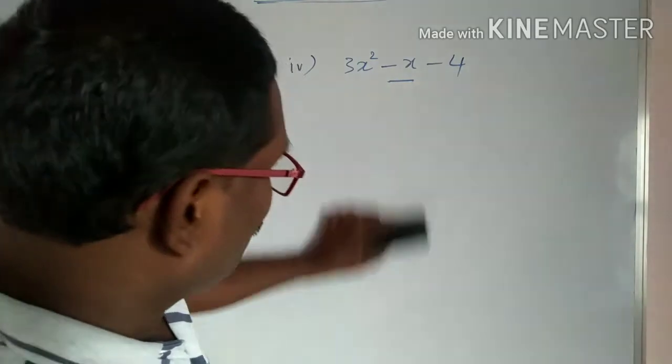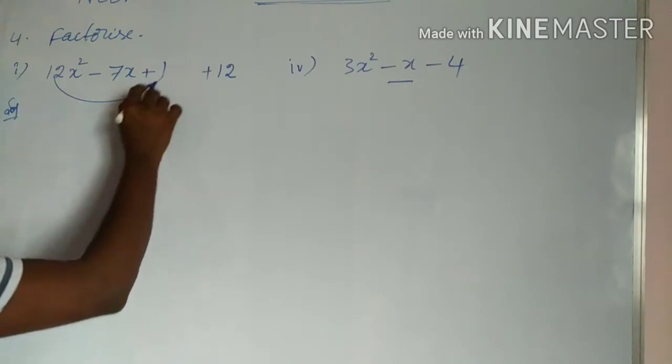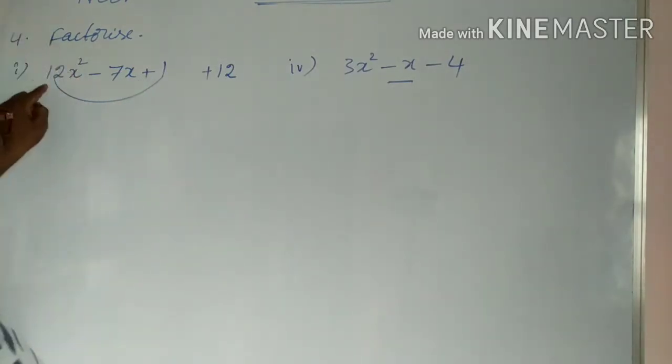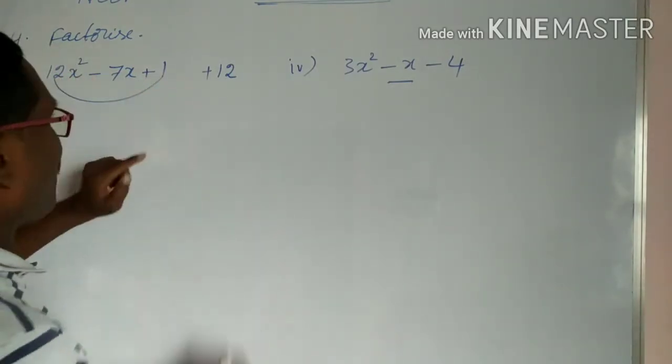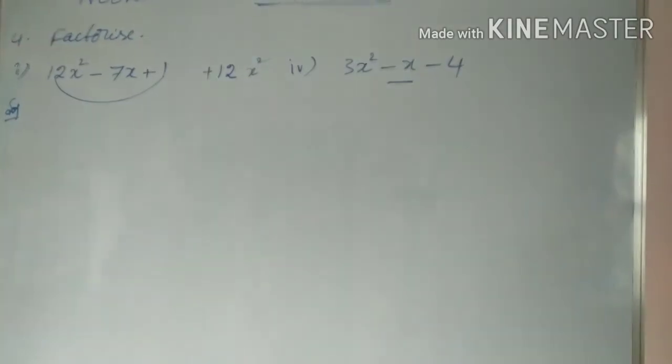Okay. Now we will do this problem. Say 12x square minus 7x plus 1. First always do like this: the product of the first and the last term. 12 ones are 12. X square will come here, this is no problem, you forget it. After, we can decide, no problem.